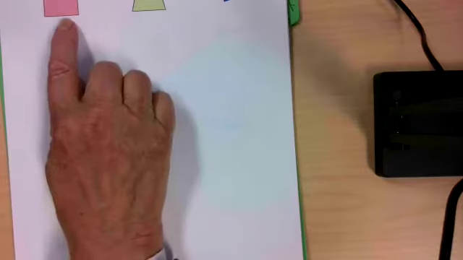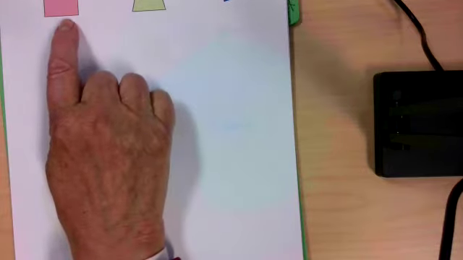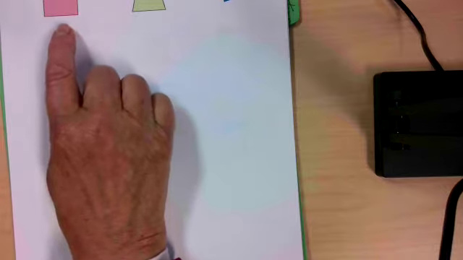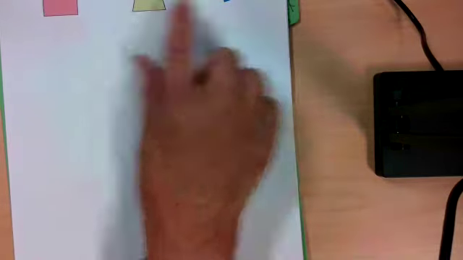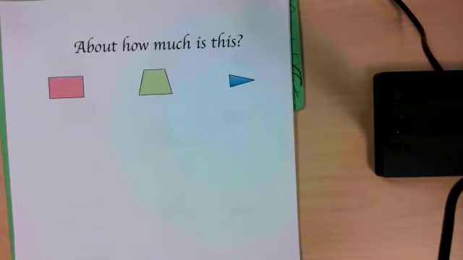So to prove that, I'm asking you, how much is this? Of course, you have no idea. You don't know how big the whole is and how much is that, and how much is that. You have no idea.